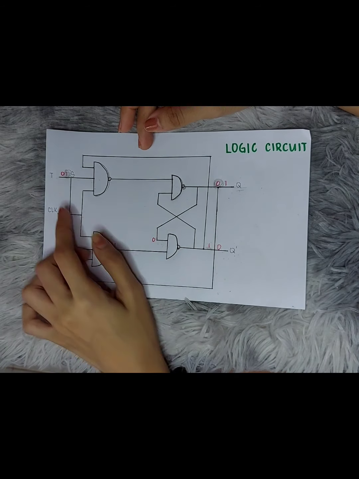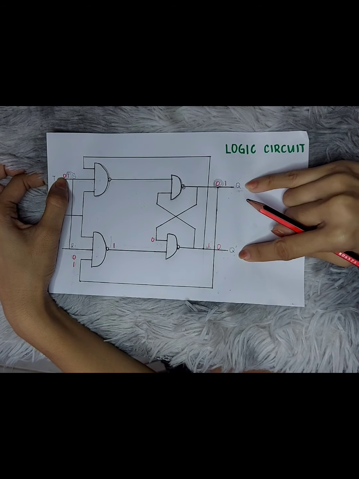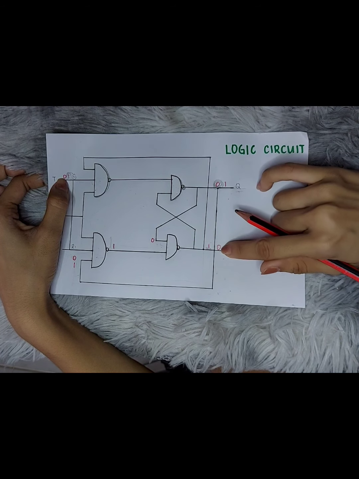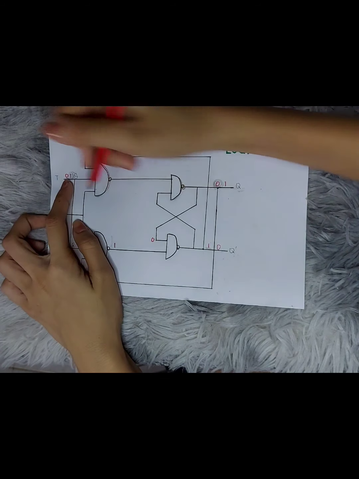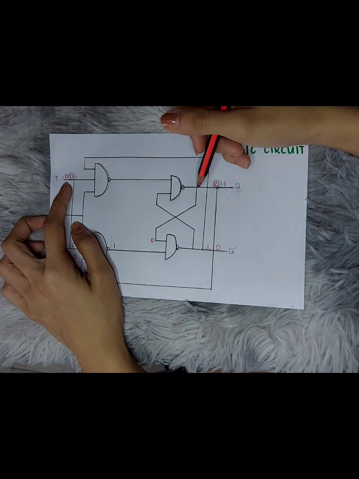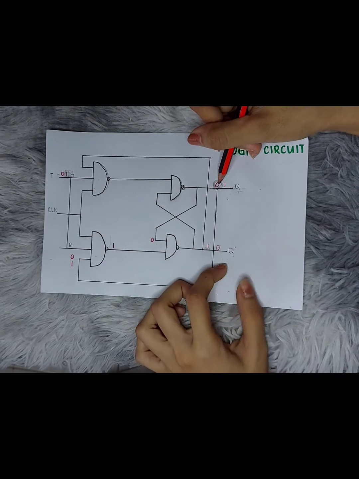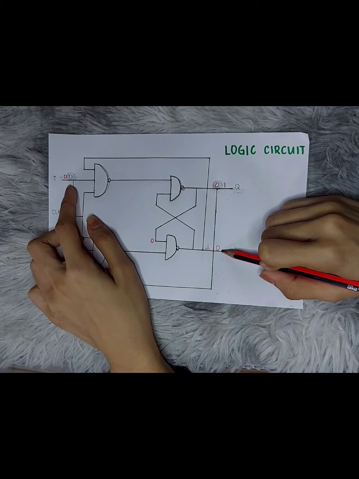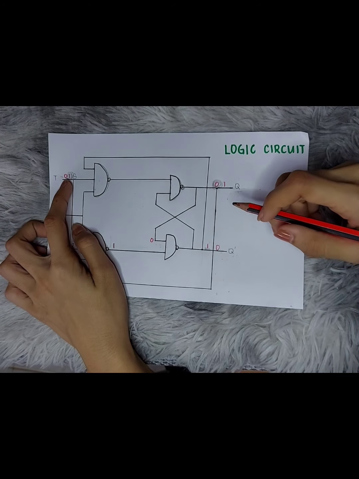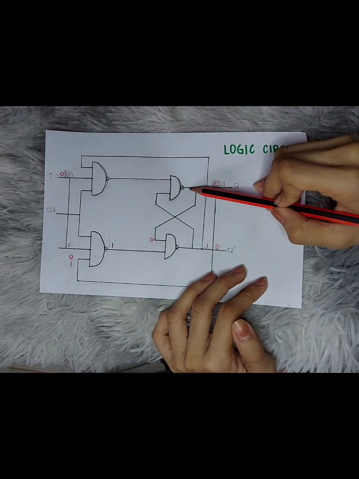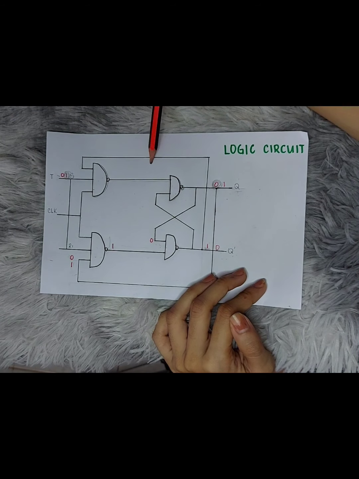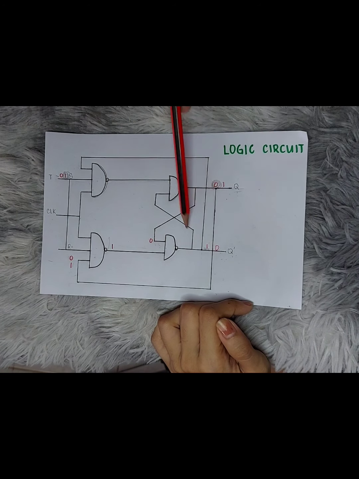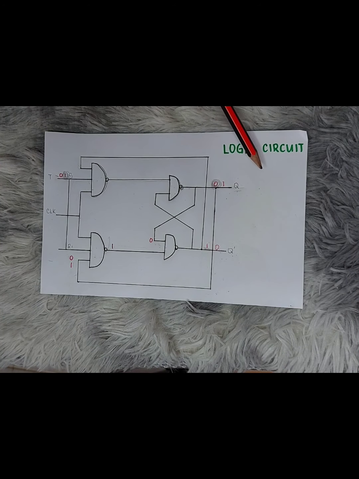Now if the input is 0 or low, then the Q and the Q prime will be the same. There will be no change in the Q if the trigger input is 0. So it means that if the Q here is 0, then the Q prime will become 0 if the trigger input is low. It is because the upper NAND gate is enabled and the lower NAND gate will become disabled. So the Q prime will be the same as the present state.